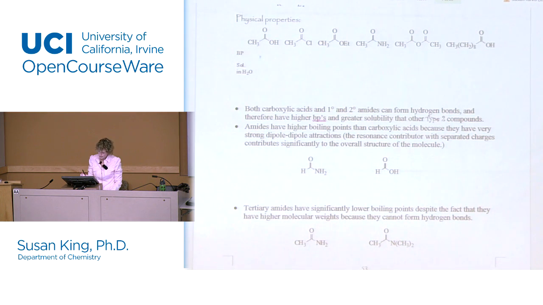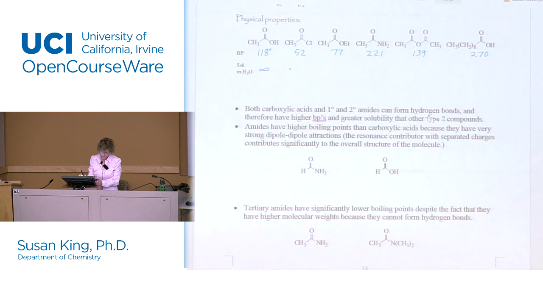Boiling point here, 118 for a carboxylic acid. 52 for the corresponding acid halide, acid chloride. 77 for an ester. 221. That's not a mistake. 221, 139, and 270. All right, and let's look at solubility, and then we'll talk about some of these trends here.